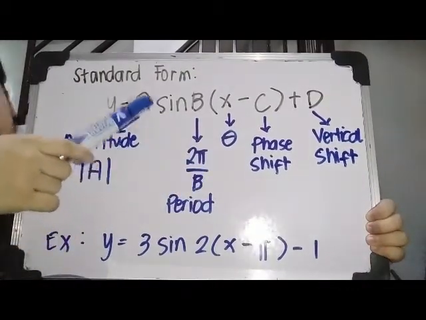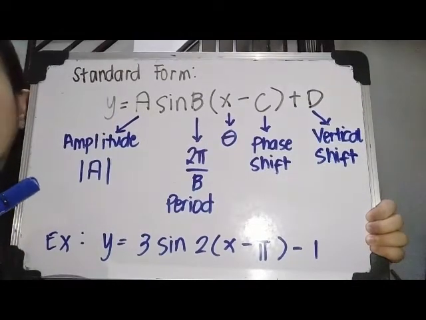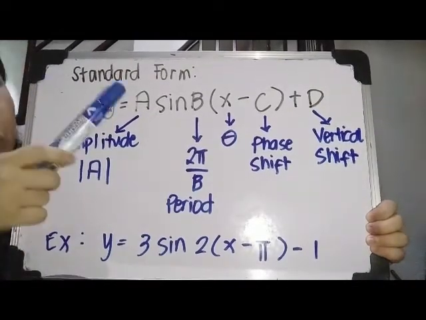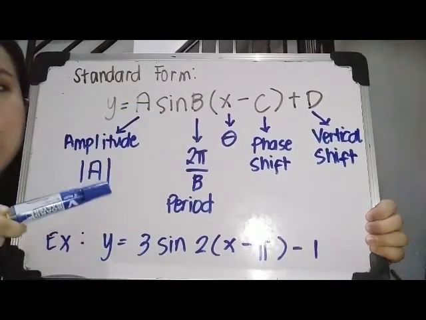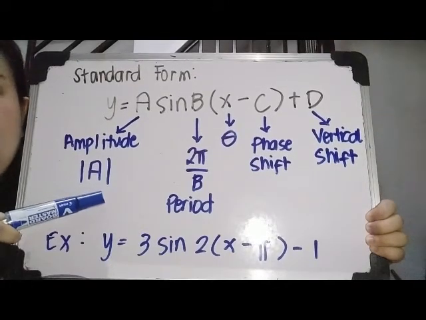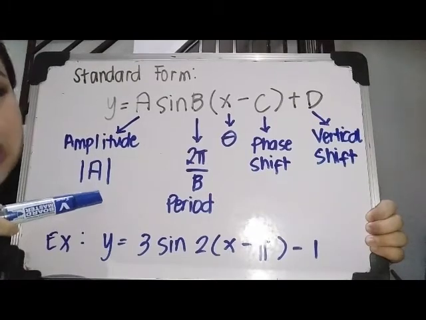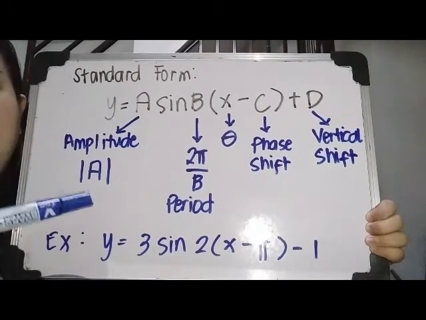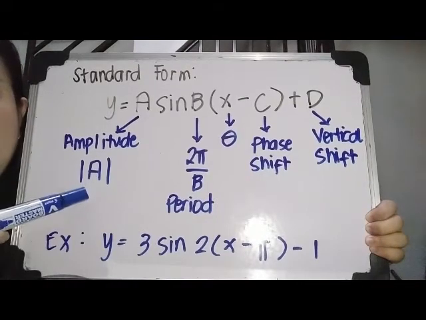So first, let's have the variable a. The variable a here gives us the amplitude. So for us to solve for the amplitude, whatever number we have here, let's say it's positive 3, we get the absolute value of positive 3, and that will give us 3. So the amplitude of that function will be 3. If it is negative 3, we get the absolute value of negative 3, and still we will get 3.